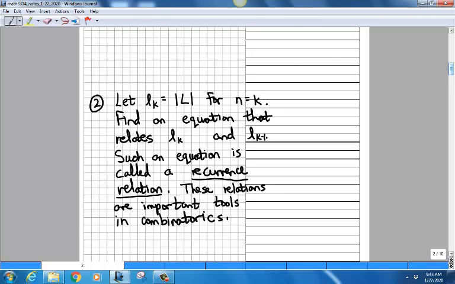F of 2 would be the number of perfect colorings if you have 2 rows and 2 columns, correct? Okay, and what they're asking for there is to see if you can find a simple relationship between these values. All right, let me give you what may be a clue here.